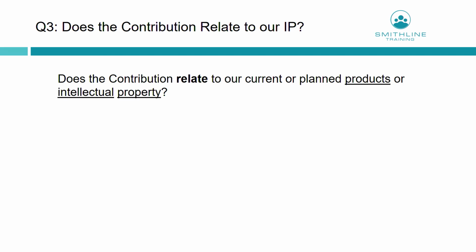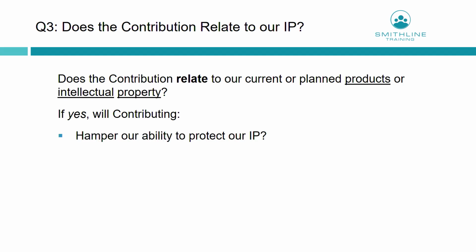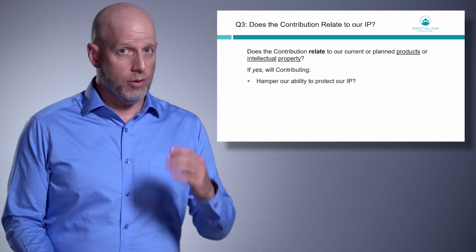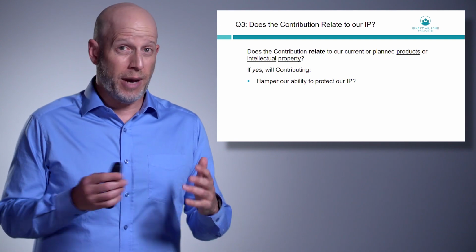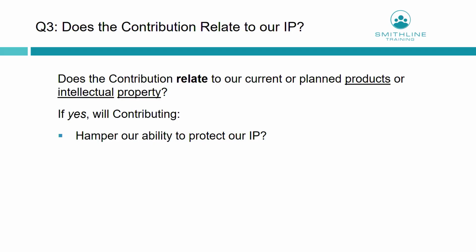The last question, the third question you want to ask, and perhaps the most important question, is how does this contribution relate to our existing or planned products or intellectual property? And if the answer is yes, if there is some relation between the contribution and your company's own products or your company's intellectual property, you need to be very careful. You need to ask yourselves, for example, will making this contribution hamper our ability to protect our own intellectual property? So if we make this contribution and disclose this code, will it start the clock on a patent application that we might have wanted to file with respect to this technology?